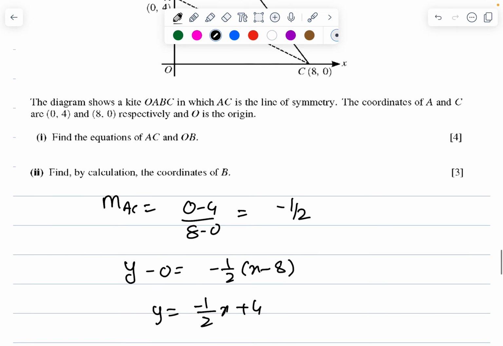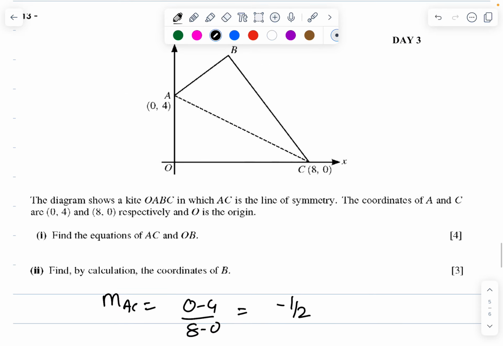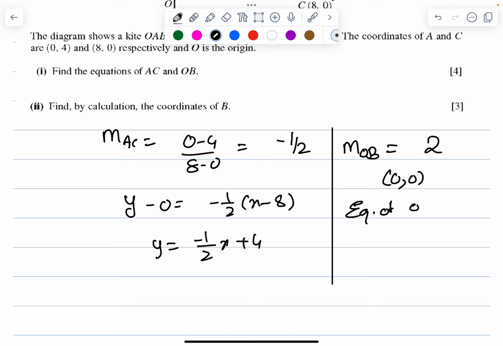Now the equation of OB. What is B now? We need to know the value of B. The gradient of AC is given, so the gradient of OB is going to be 2, because it is perpendicular and it is passing through (0, 0). So the equation of OB will be y minus y1 equals 2 times x minus x1. So y equals 2x.